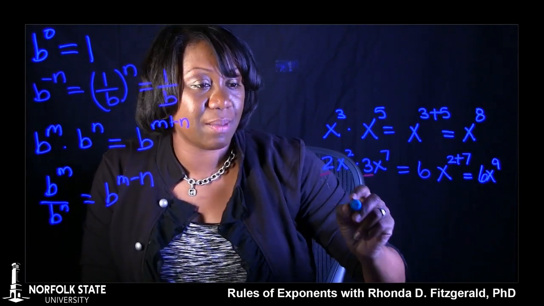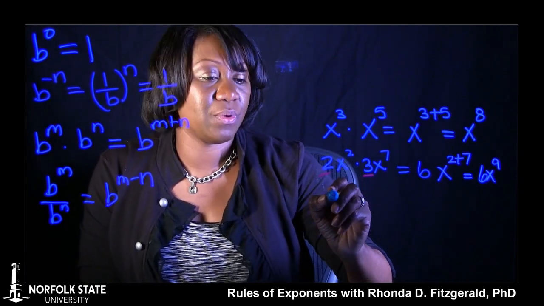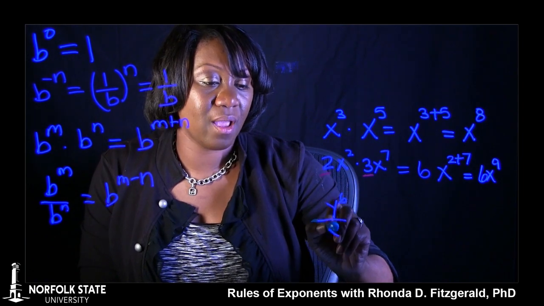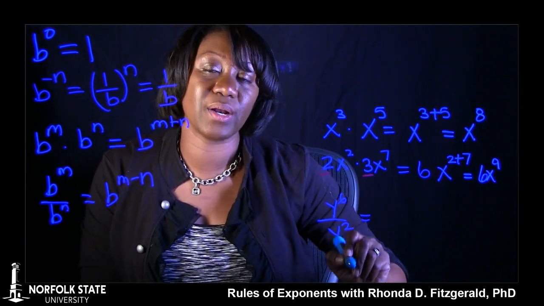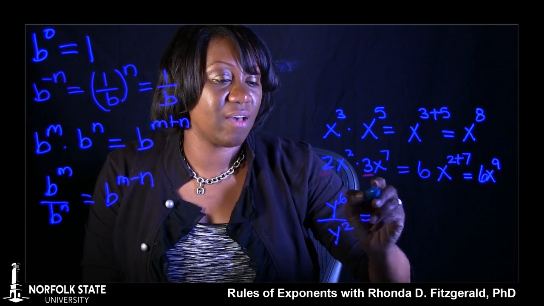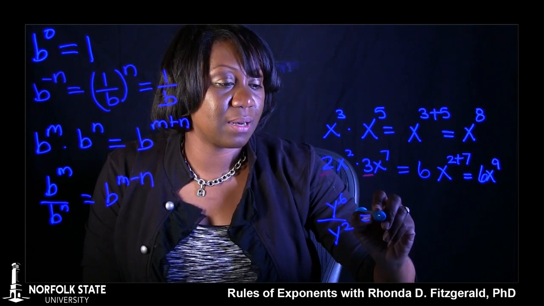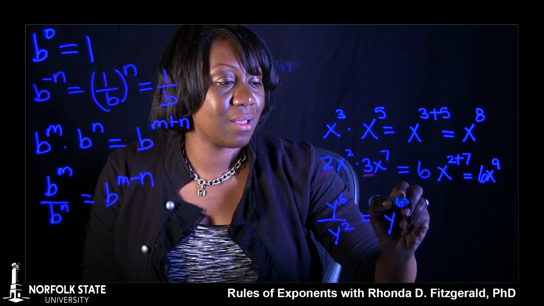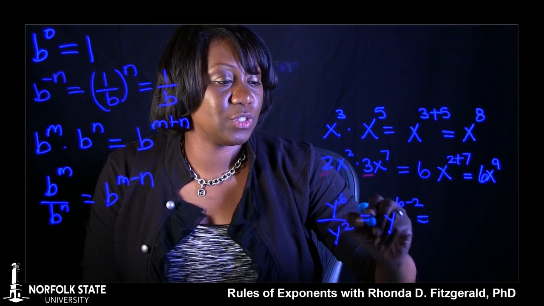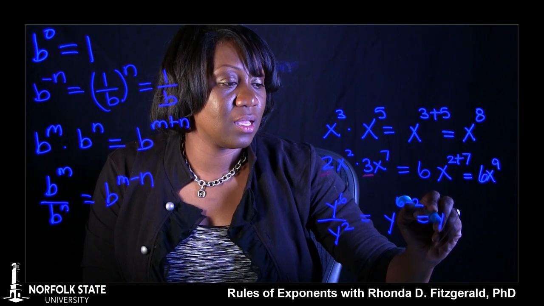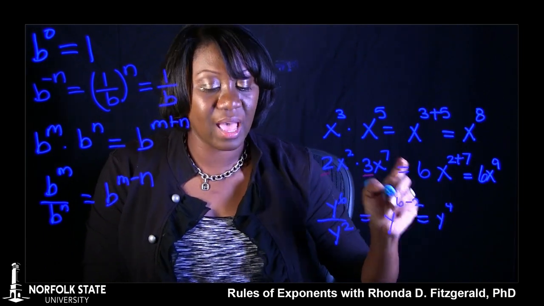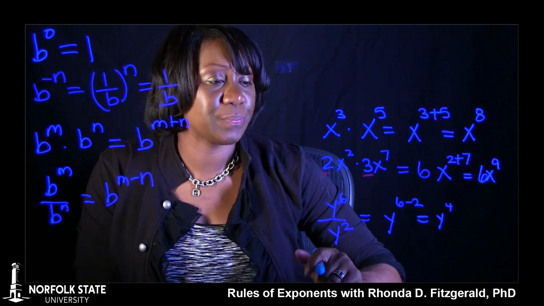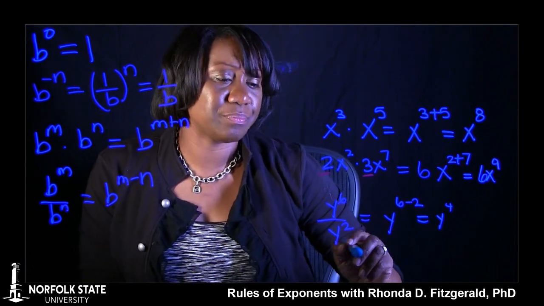Now let's look at an example. If I had y to the 6th divided by y squared, once again, because I have y over y, we can combine this and it will become y to the 6 minus 2, which gives me y to the 4th power. That would be the final answer for this particular case. Let's look at another one.